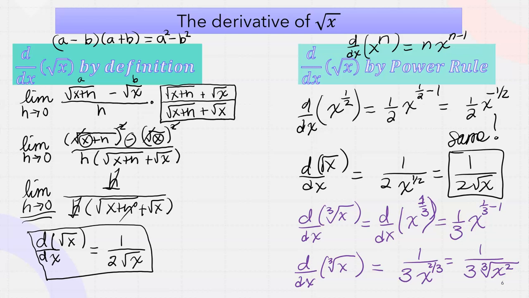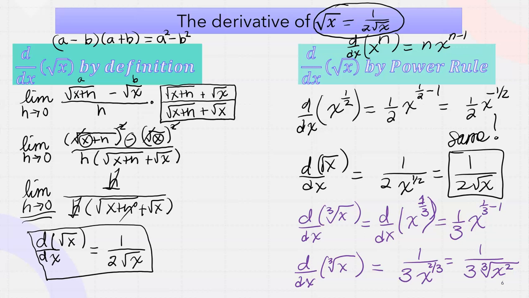Okay, but what do I want you to know? I want you to know the derivative of square root of x. And the derivative of square root of x is 1 over 2 square root of x. Just because you will have to use it over and over and over again.